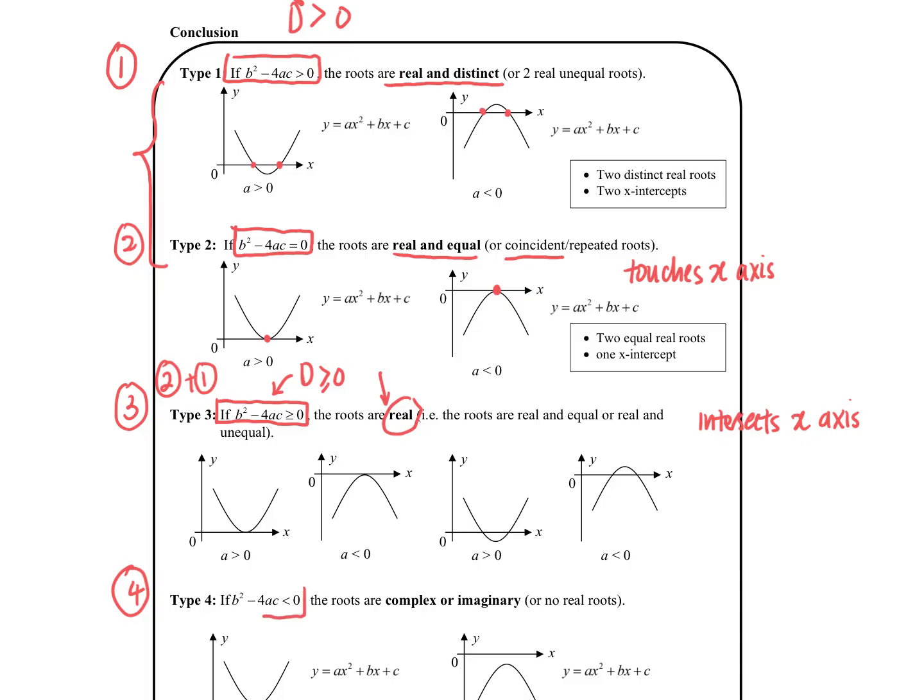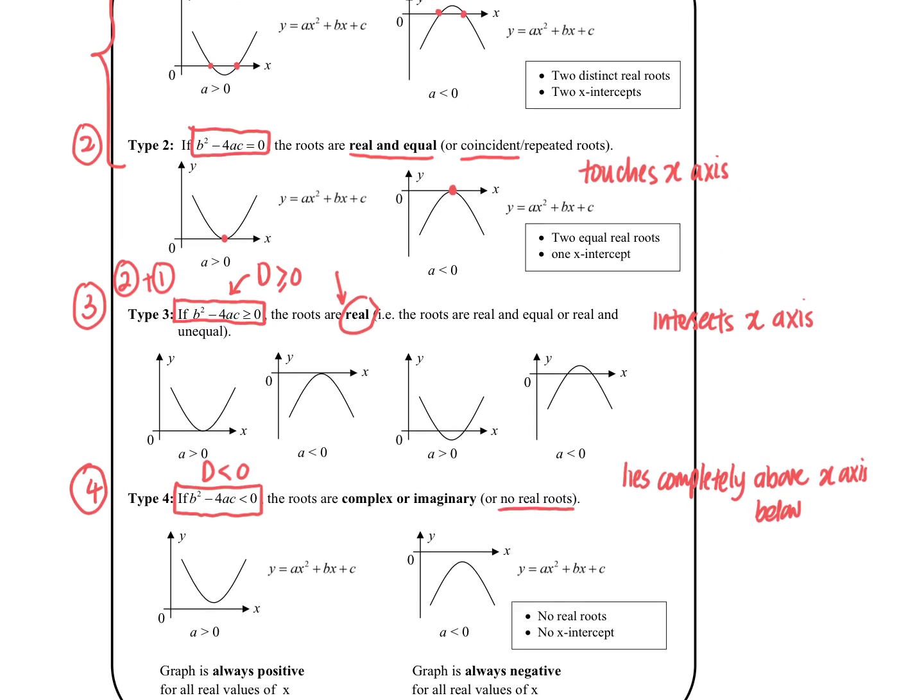If it's less than 0, it means no real roots. Or you can say the roots are complex or imaginary. But we use in Sec 4 no real roots. In secondary school, no real roots. Or lie completely above or below x-axis. That's all my lesson.